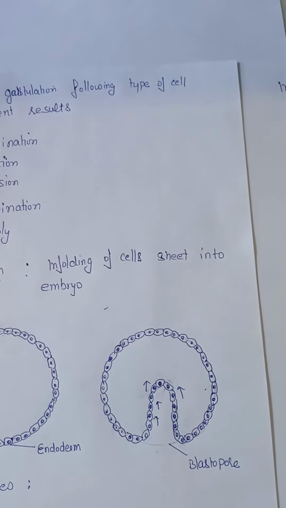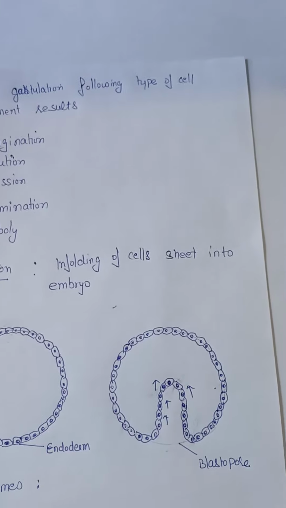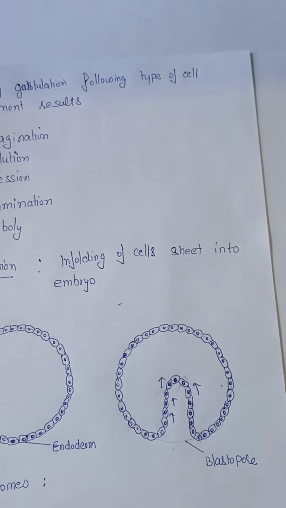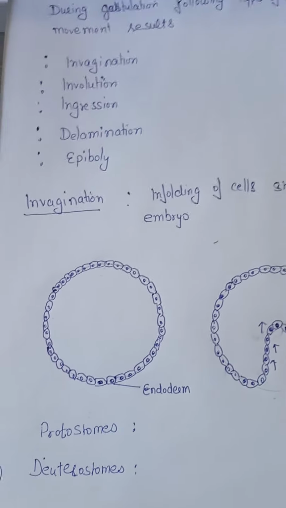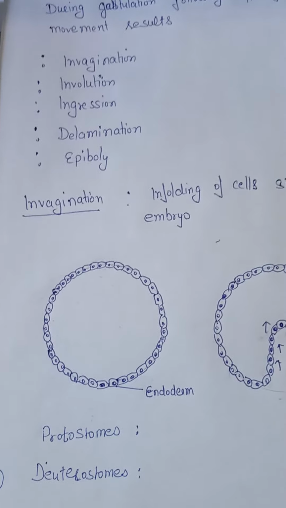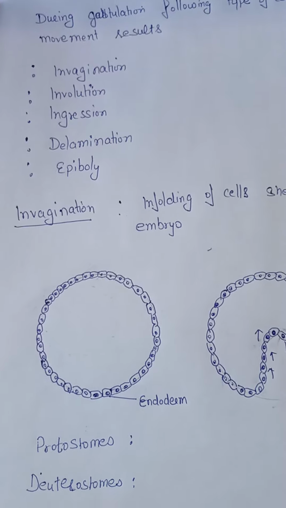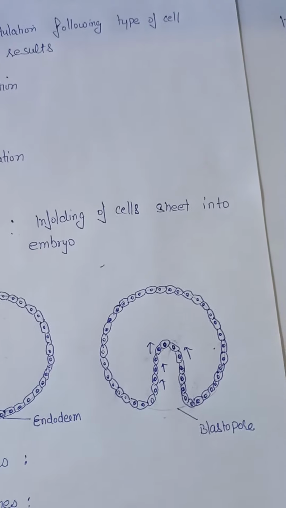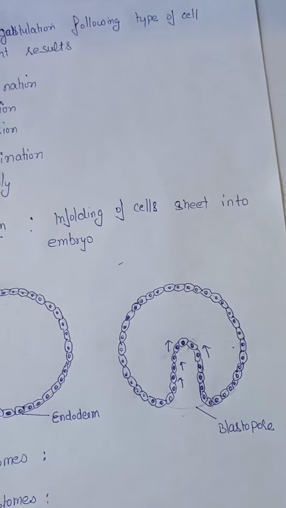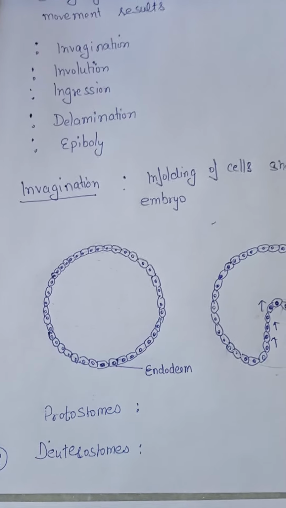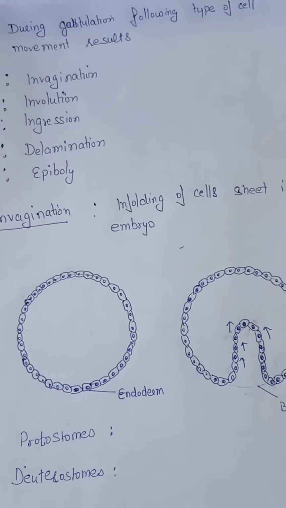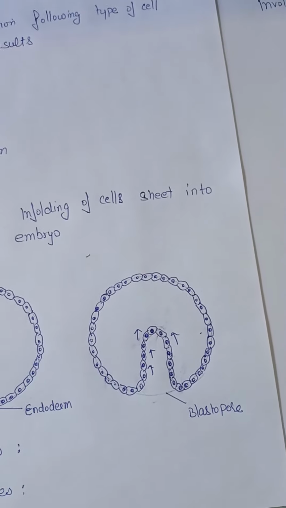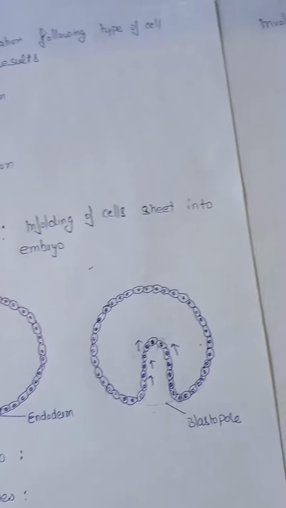So if this blastopore results in formation of the mouth, in that case the animals are categorized as protostomes, right? So usually lower invertebrate animals are in this particular category. If this blastopore results in formation of the anus, in that case the animal type is known as deuterostome, right? So in higher animals, usually the blastopore results in formation of the anus, right?